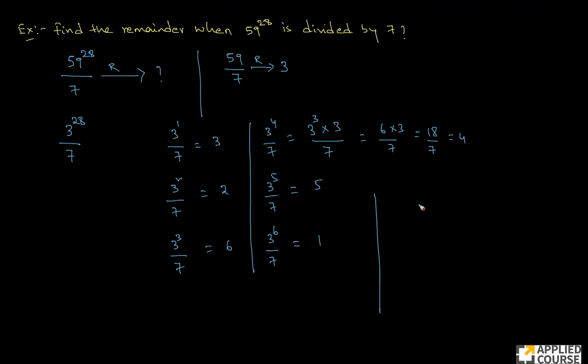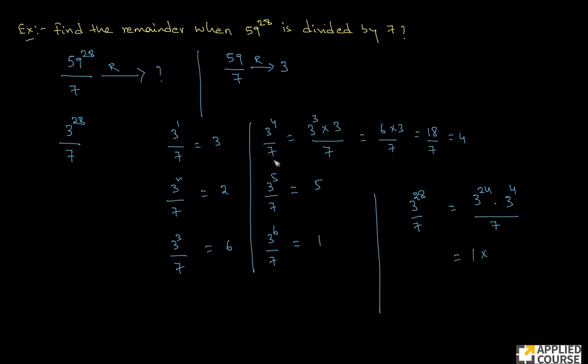But we need 3 power of 28 by 7, right? So I write it this way: 3 power of 24 into 3 power of 4 by 7. Now I need the remainder for this. I know 3 power of 6 by 7 remainder is 1. So this power is divisible by 6. So the remainder will be 1 into 3 power of 4 by 7.